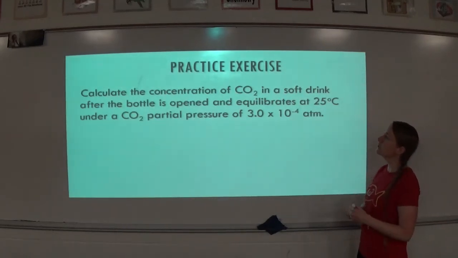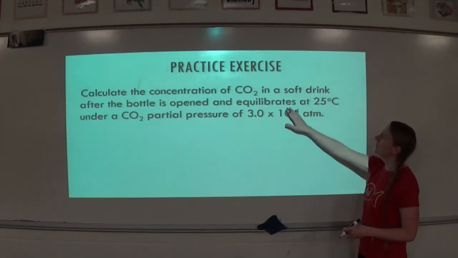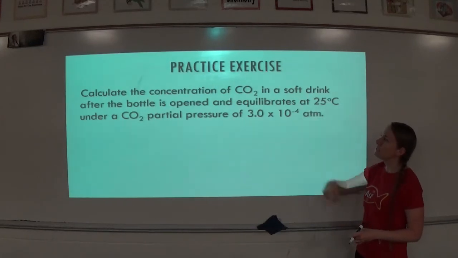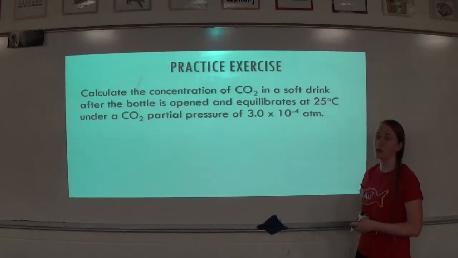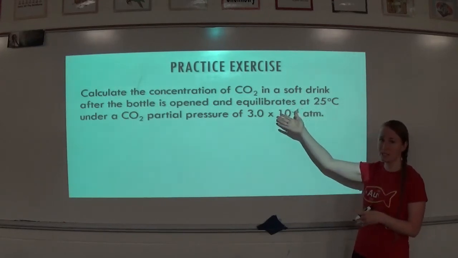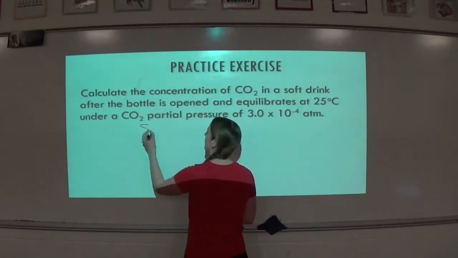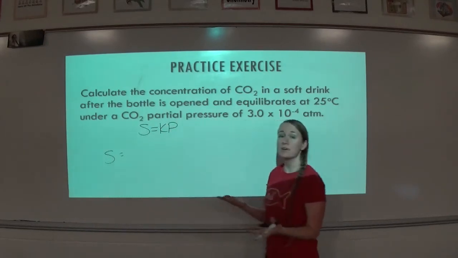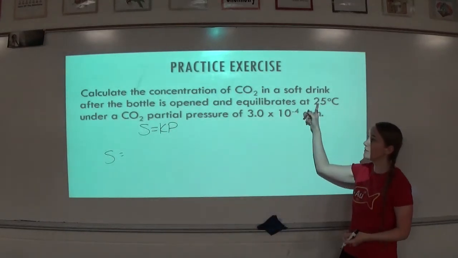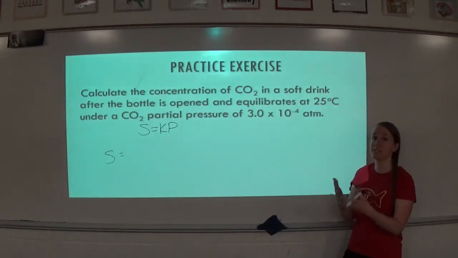So it says calculate the concentration of CO2 in a soft drink after the bottle's opened and it equilibrates at 25 degrees Celsius under a CO2 partial pressure of 3 times 10 to the negative 4 atm. So here we've opened it, and so now our pressure has changed. So let's see if our concentration changes. We know S is K times P, and we're going to use the K from the previous problem, because notice we're still at 25 degrees Celsius. We're still talking about the CO2 in the soft drink, so our K does not change.